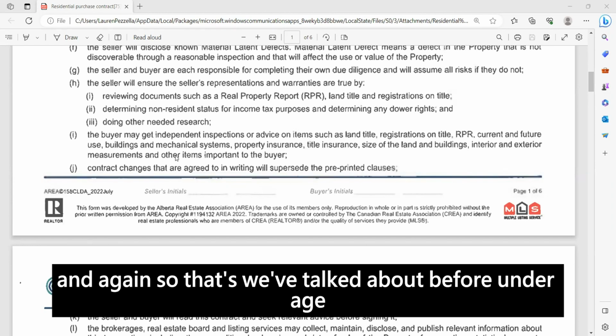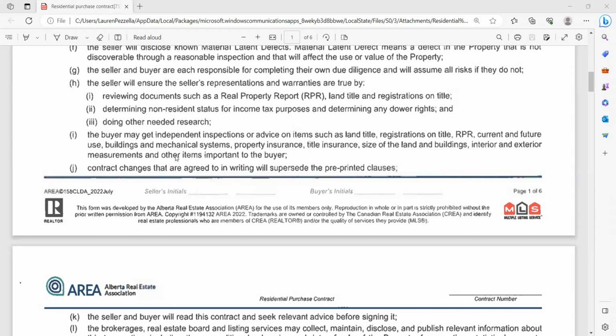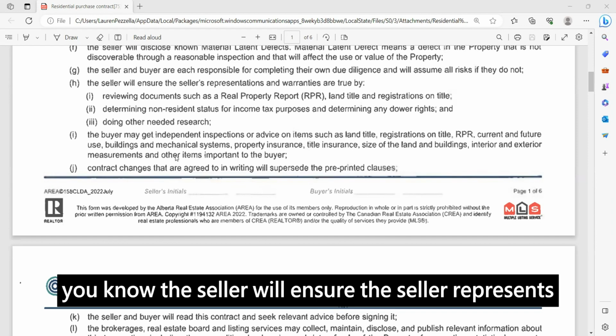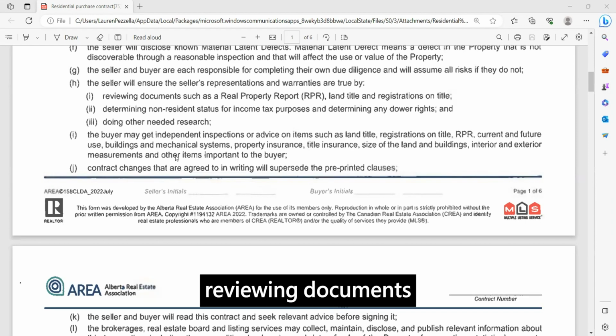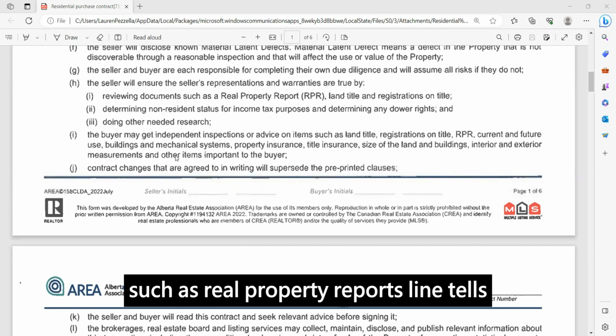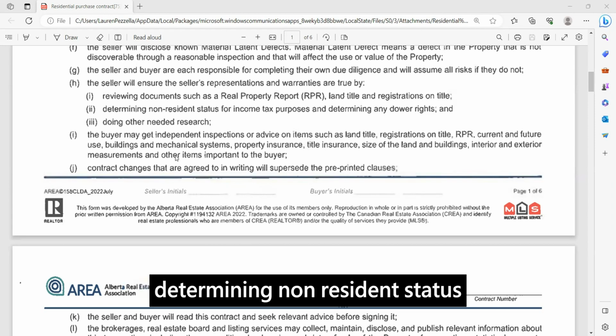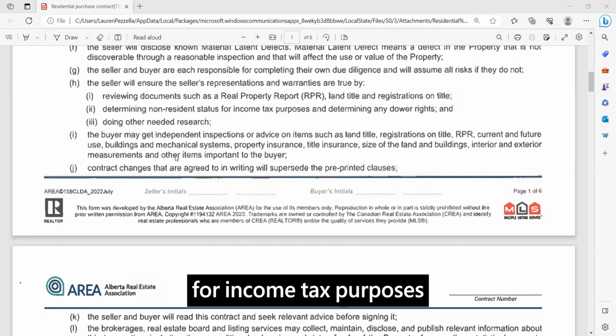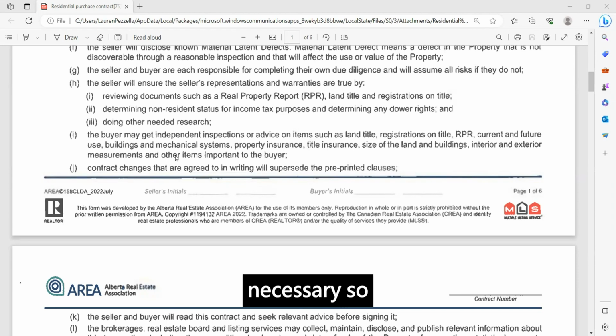And again, so we've talked about before under H, the seller will ensure the seller's representations and warranties are true by reviewing documents such as real property reports, land titles, and registrations on title, determining non-resident status for income tax purposes, and determining any dower rights and any other research necessary.